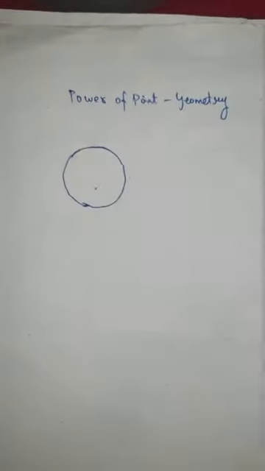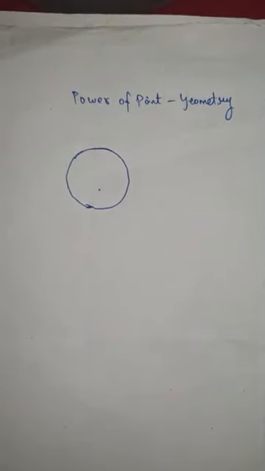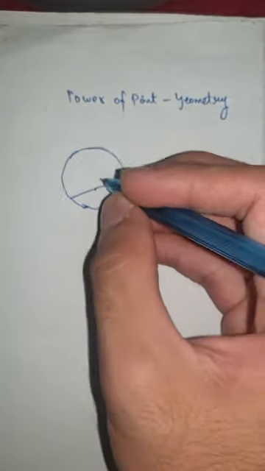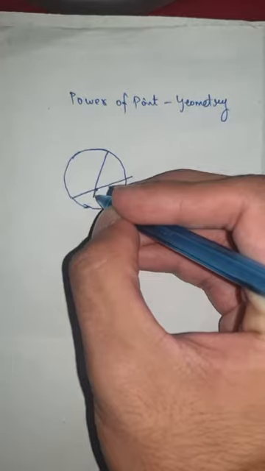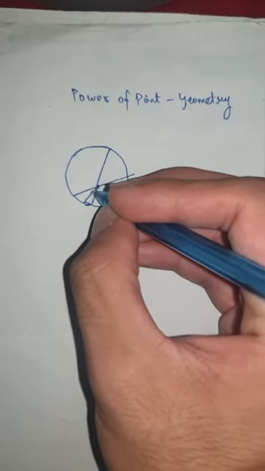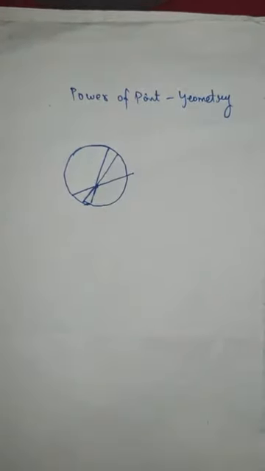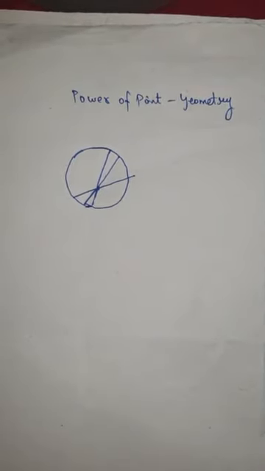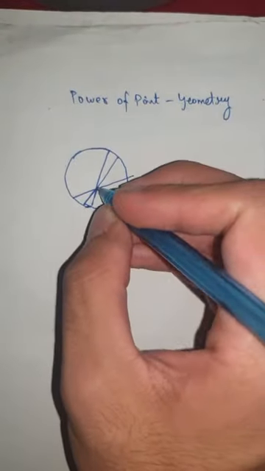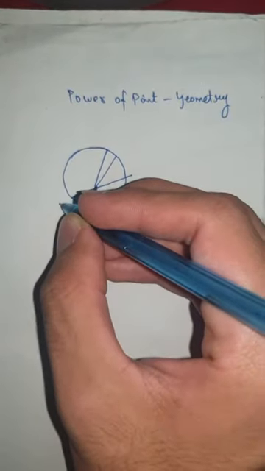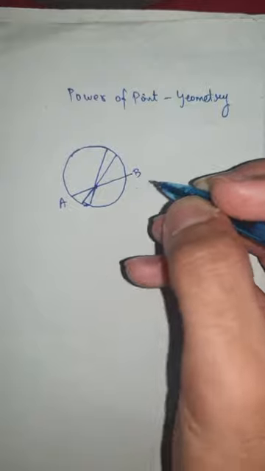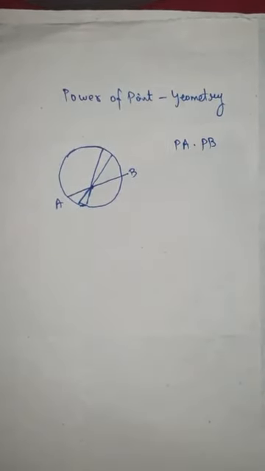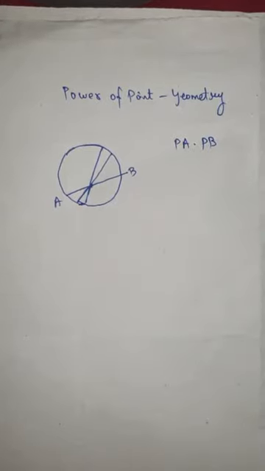If we take a point P inside the circle, there will be many chords passing through P, like this, and suppose another like this and like this, many chords. But there is one thing which will remain constant. And what is that thing? Suppose we draw a chord from P which cuts the circle in A and B, so PA into PB, this value will be constant.